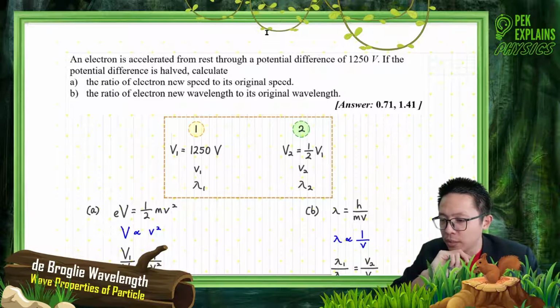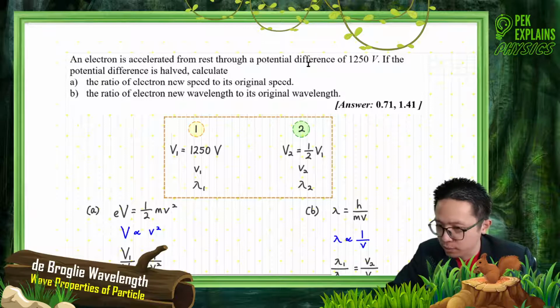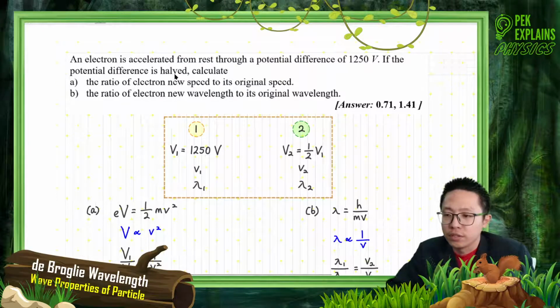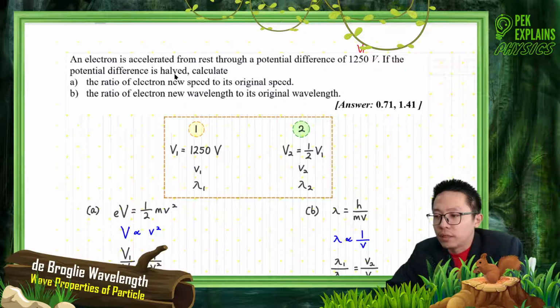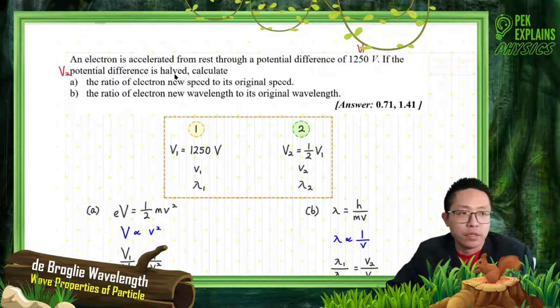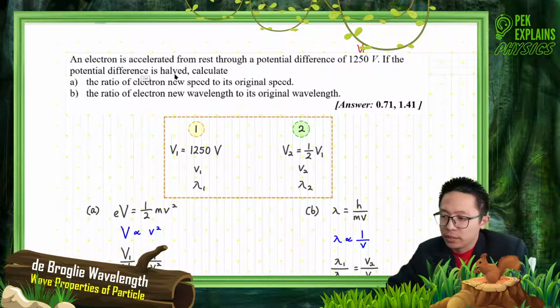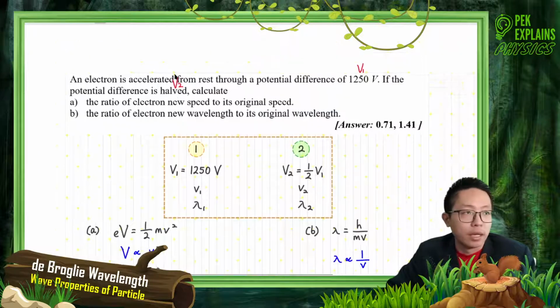Okay, so here you can see it provides you with the first potential difference, and then later on the potential difference is halved. That means we have two potential differences. We put the first one as V1, and then the second is V2. The one which is half is V2, just right over here. This is V2, which is halved.